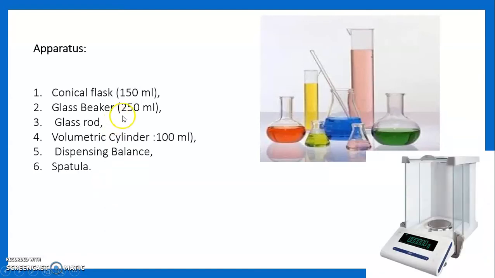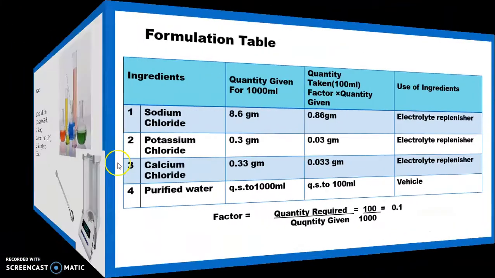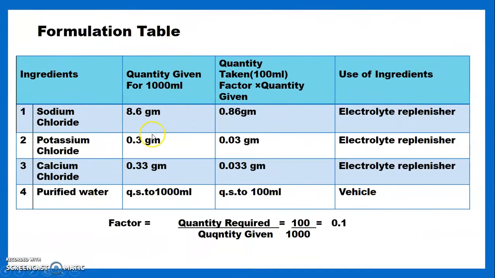After seeing the theory, we discuss the apparatus. Apparatus required for today's experiment are conical flask, glass beaker, glass rod, volumetric cylinder, dispensing balance and spatula. Then we see how the formulation table can be prepared. Our preparation procedure is mentioned in the Indian Pharmacopoeia. That's why we take this formula from the IP.